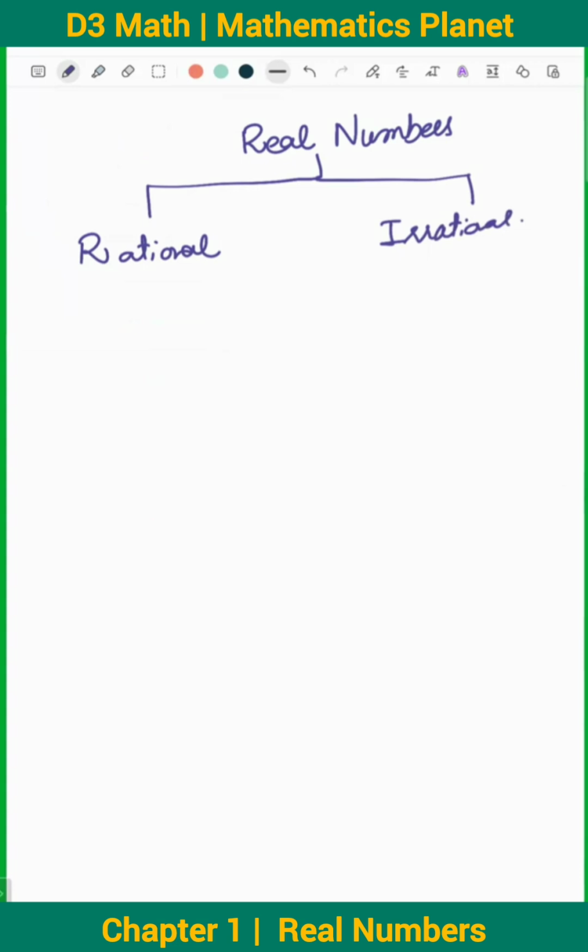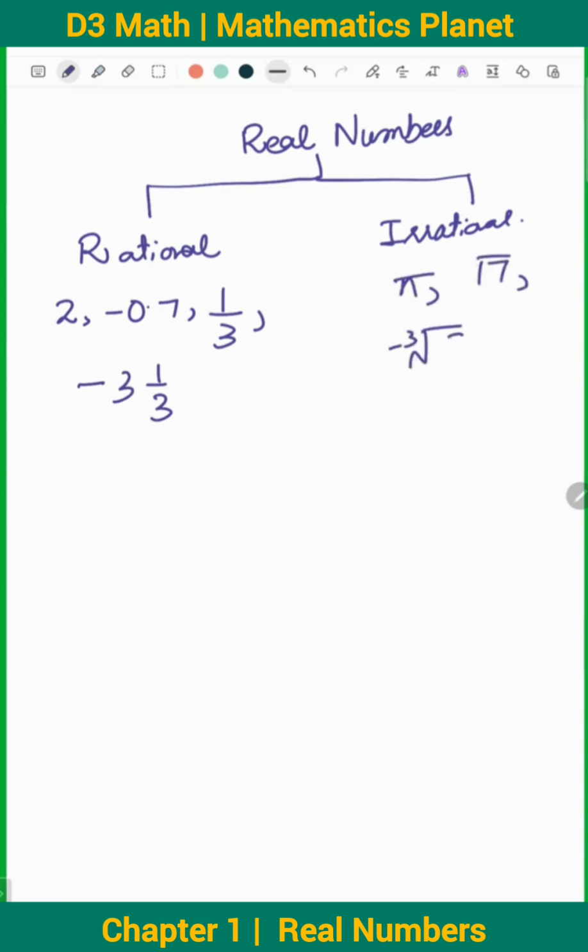So what are the rational numbers? Rational numbers are the numbers that can be converted into decimals, negative decimals, positive decimals, fractions, whole numbers, like this. And what are irrational numbers? They cannot be converted, like pi is an irrational number, like square root 7 is an irrational number, like cube root of 5 is an irrational number. So these are the irrational numbers.